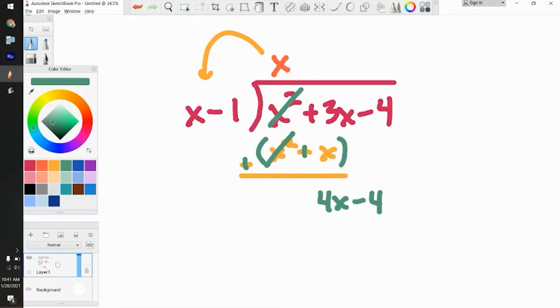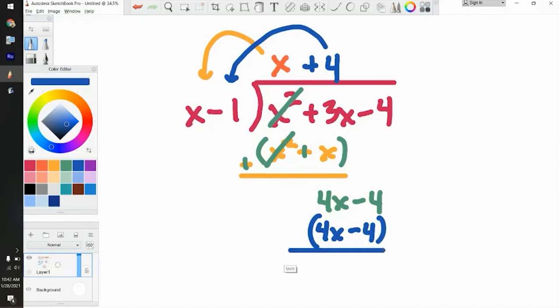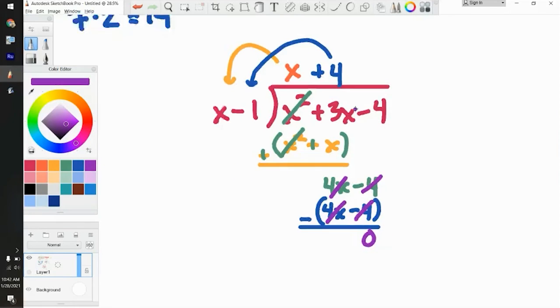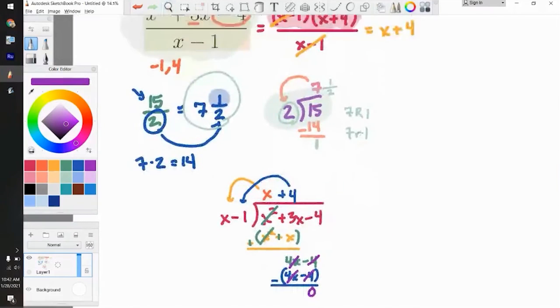Okay, now you have to think, again, look at the leading term. What do I multiply this leading term of x by to get 4x? Just yell it out, we're all friends, go ahead. Thank you, 4. Okay, so now you can multiply this 4 by this x minus 1, and you get, check this out, 4x, I should have done that in blue, 4x minus 4. Okay, parentheses, again, and watch this. What do you get for your remainder? 0. 0.